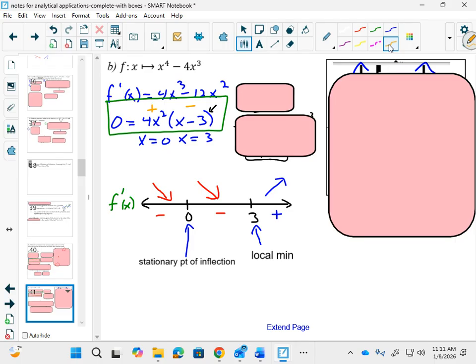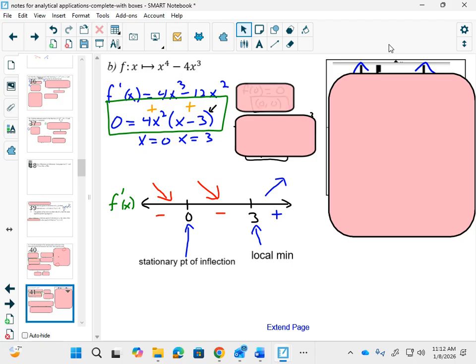When I plug in something between 0 and 3, this is still positive. But if I plug in 2, this is still negative. This section stays negative. But when I plug in something bigger than 3, like 4, now 4 minus 3 is positive. And my last section would be positive. And we have a graph with a stationary point of inflection because the sign didn't change. Still a stationary point, but now it has to be an inflection point because it's not a max or a min. 3 is still a minimum.